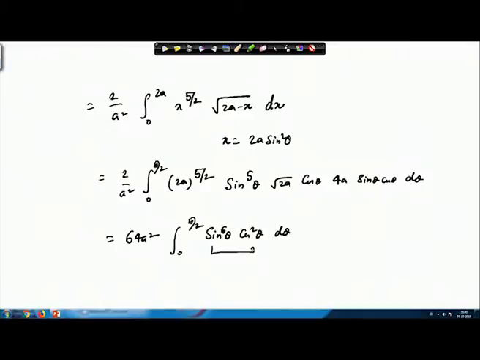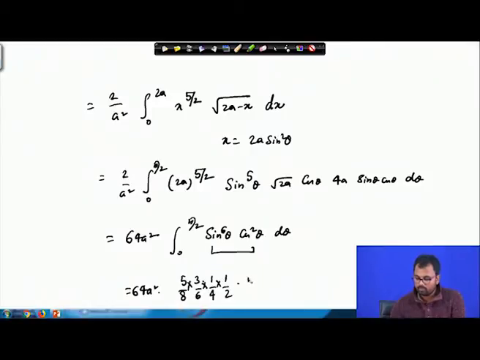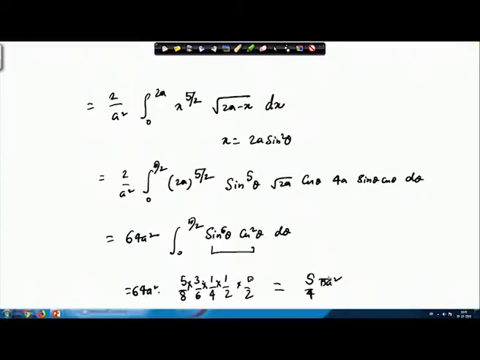Now, this falls into our reduction formula category. We have already evaluated integrals of this type. So, this will be 64 times a square, and then 5 by 8 times 3 by 6 times 1 by 4 times 1 by 2, multiplied by pi by 2. If we calculate the whole thing, then it will be pi by 4 pi a square, and that is basically our required area of this region.